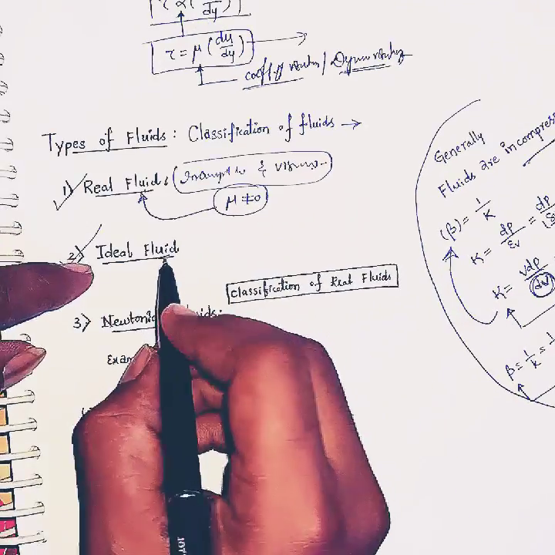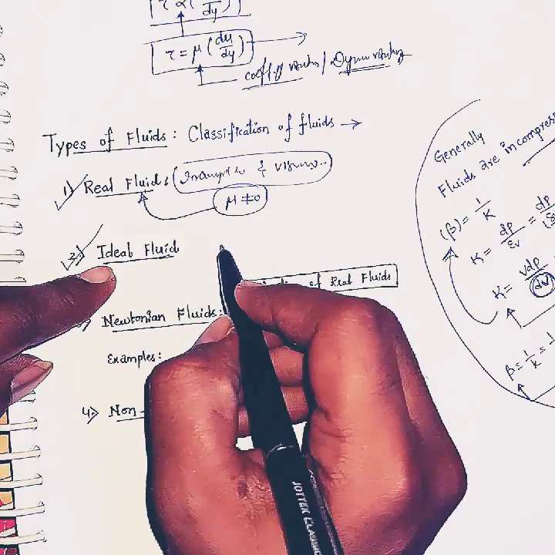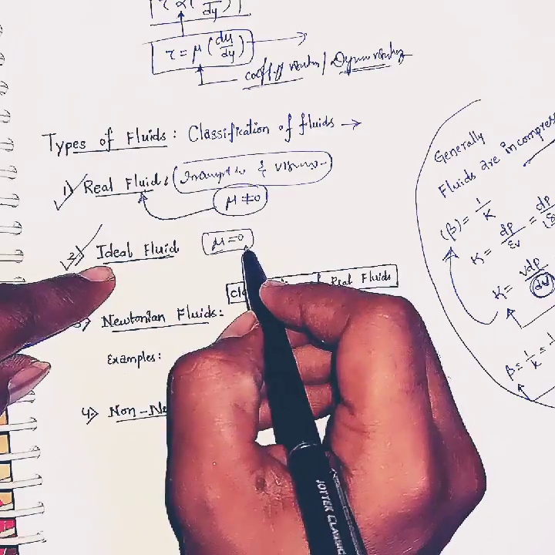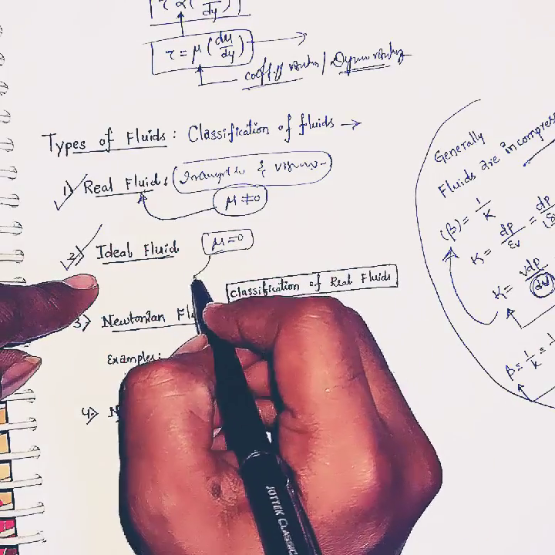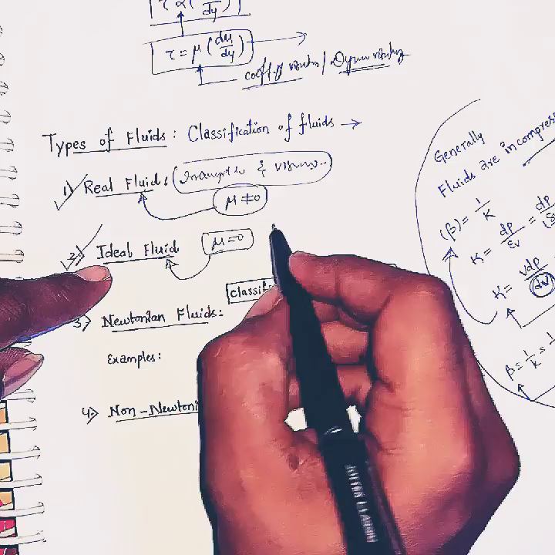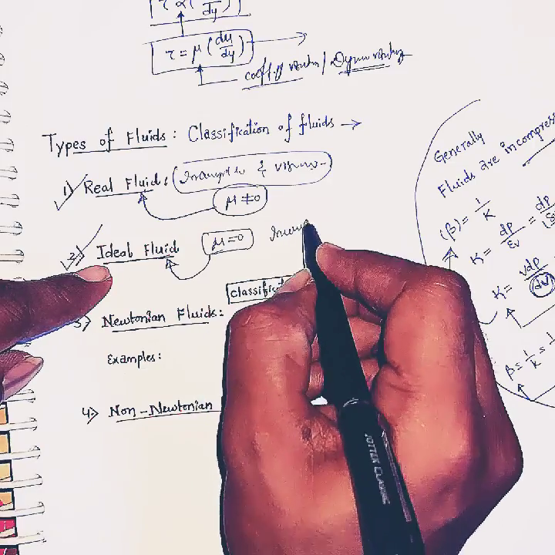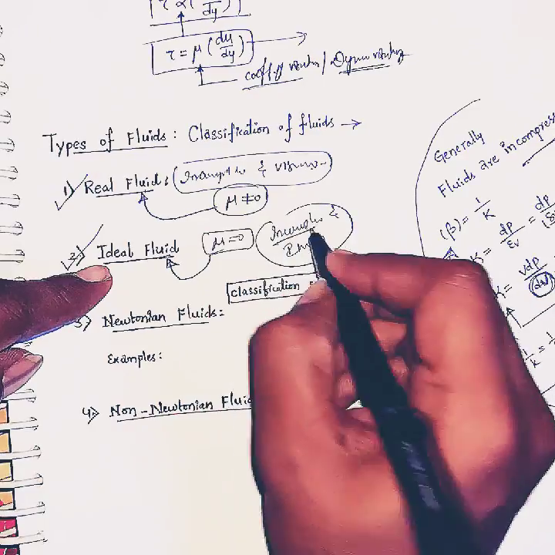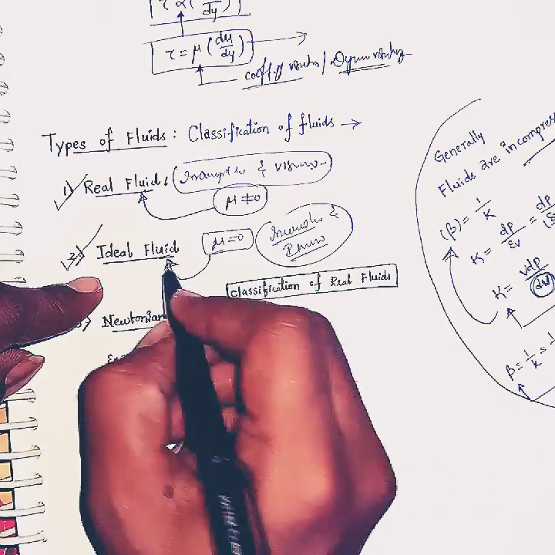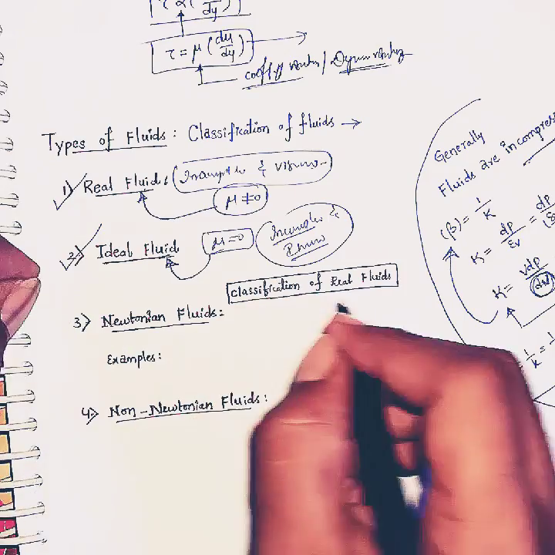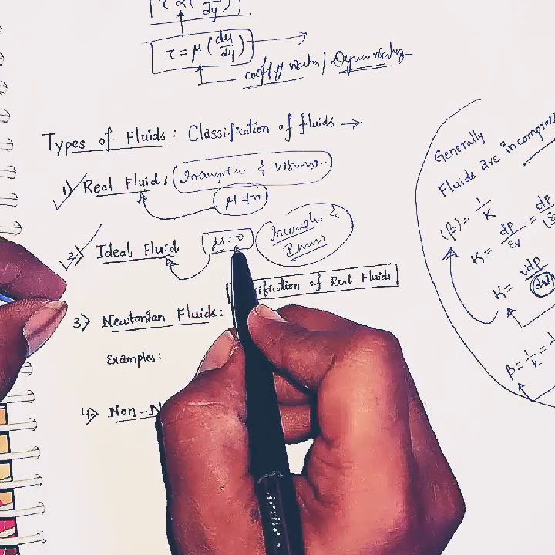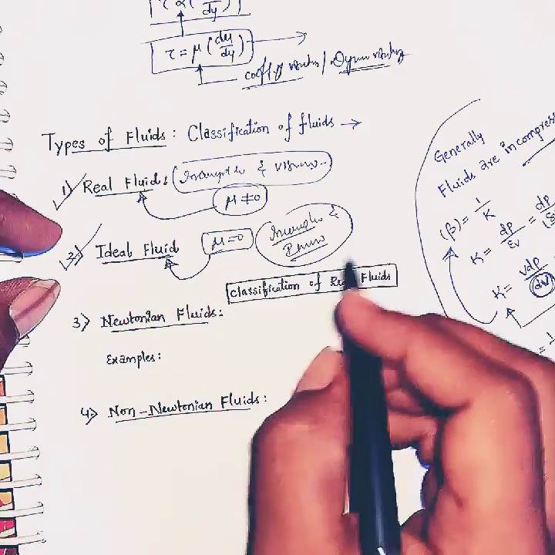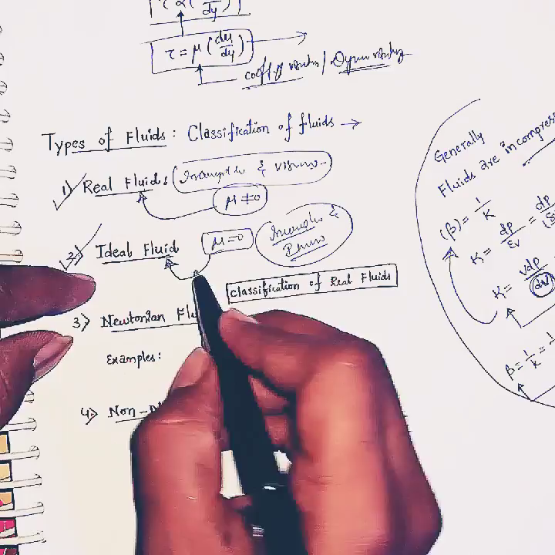The next one is the ideal fluid, any fluid which has zero viscosity. Those fluids are ideal fluids. These ideal fluids can be described as incompressible and inviscid fluids. Both incompressible and inviscid fluids are called ideal fluids. In nature there is no fluid which has zero viscosity, so ideal fluids are not available in nature. It is just an assumption.